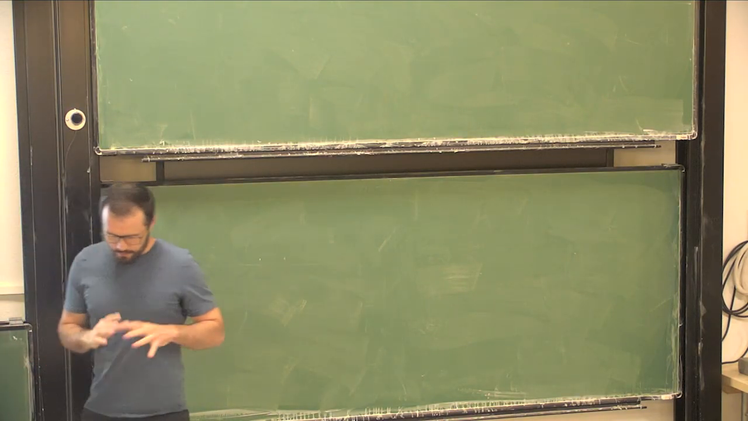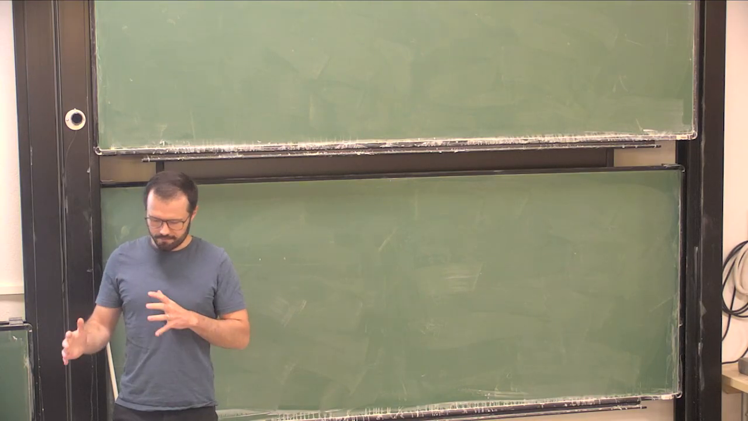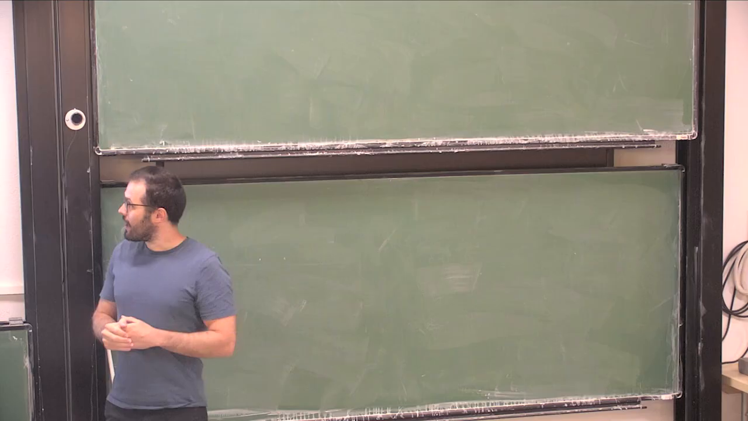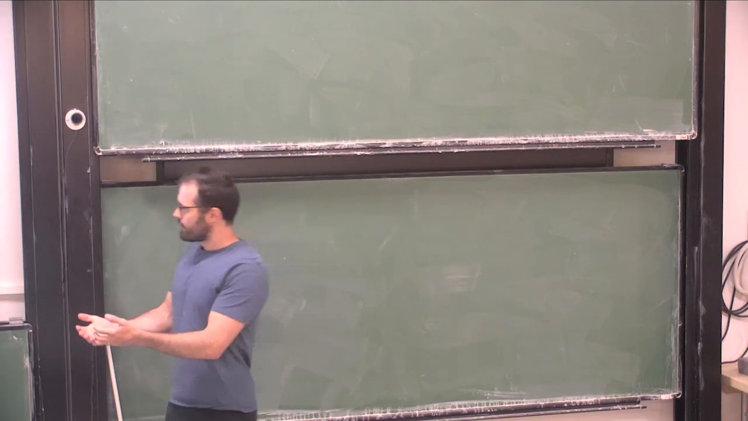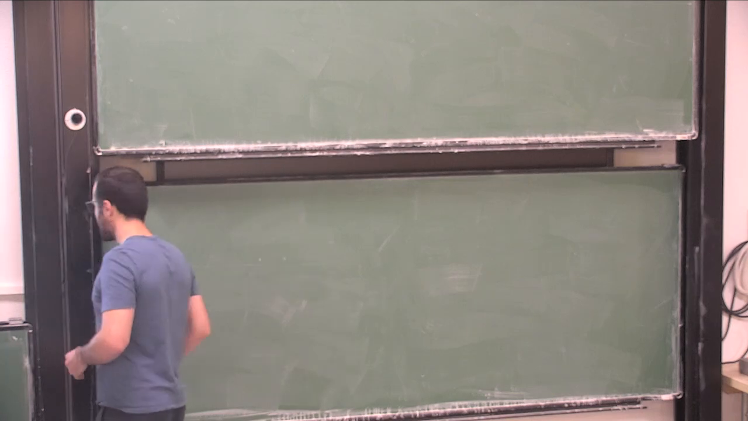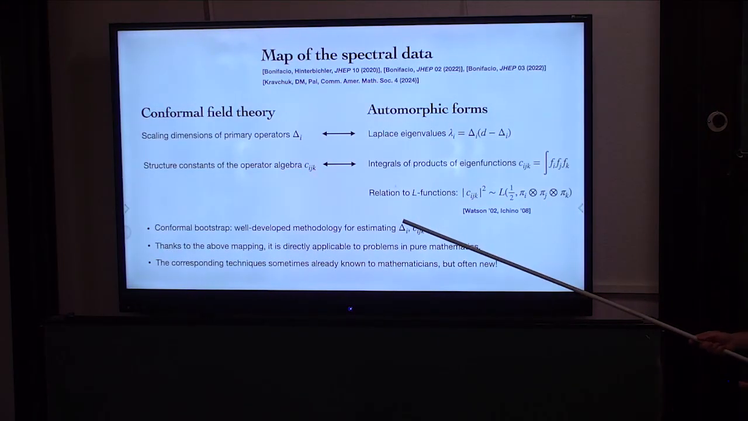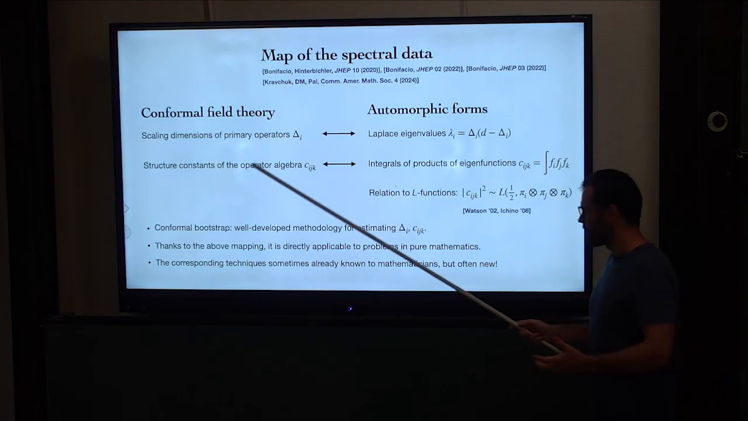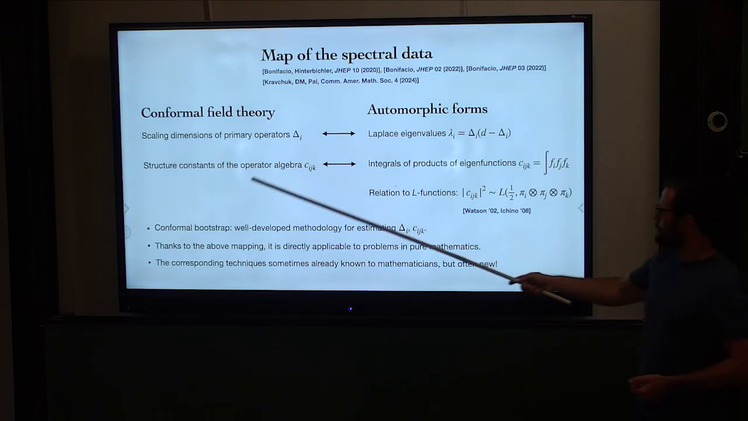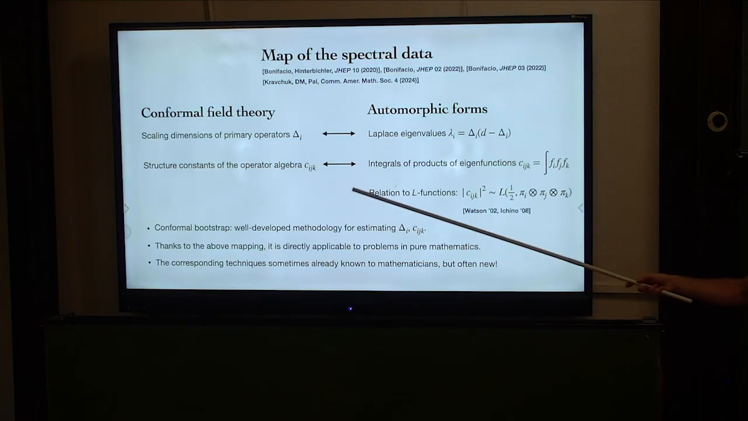Really the main quantities that this subject is about are some kind of spectral data, where on the side of conformal field theory, the spectral data are the scaling dimensions of primary operators, Delta_i. So this is the spectrum because it's a spectrum of the Hamiltonian on the sphere, or S^1 in the two-dimensional case. And the other piece of spectral data are the structure constants of the OPE, so the three-point function, C_ijk.